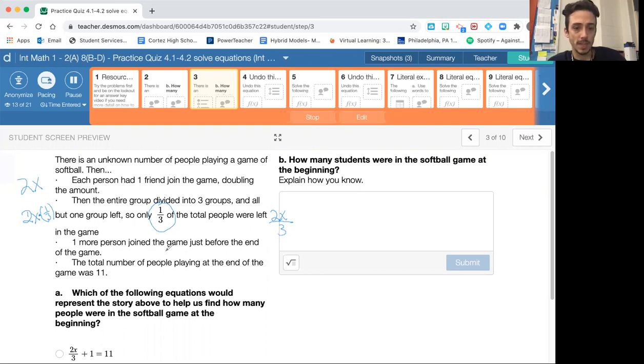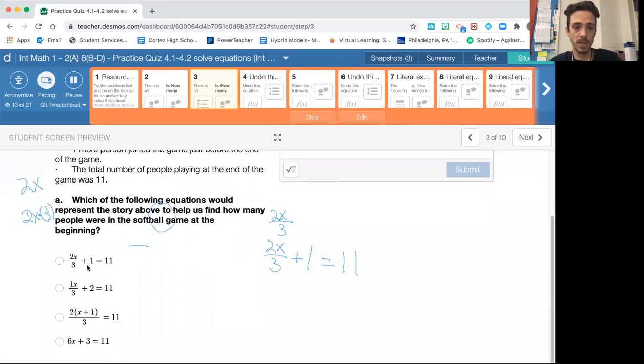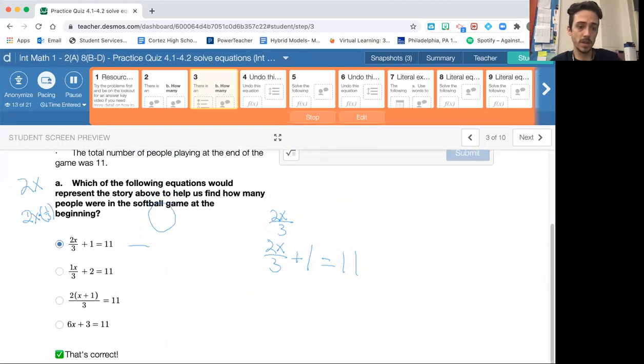1 more person joined the game just before the end of the game. So this is 2x over 3. Then 1 person joins the game. So we add them in, but outside the fraction, because the fraction's kind of done, total number equals 11. All right, so there's an option here that should say 2x over 3 plus 1 equals 11. This is also self-checking, so use that to your advantage. Lo and behold, it's correct.